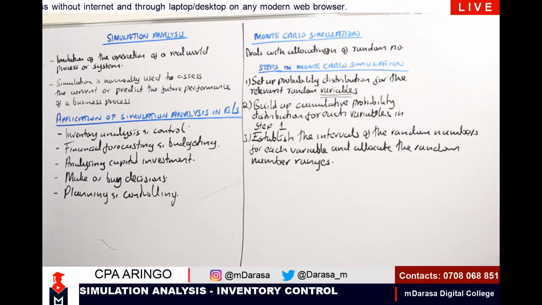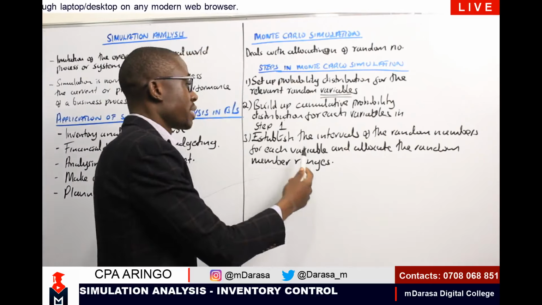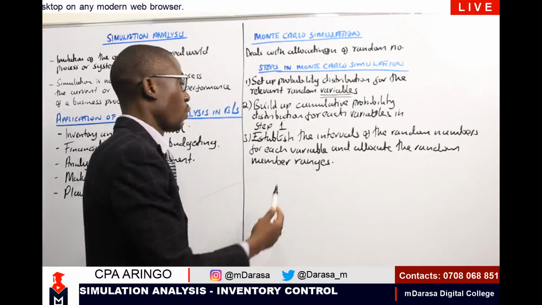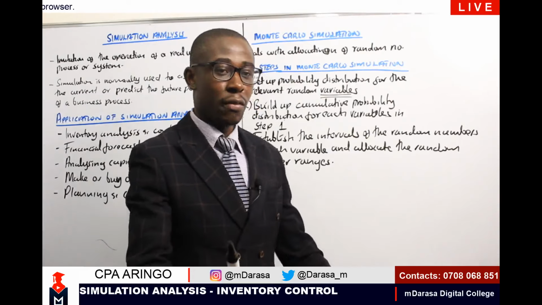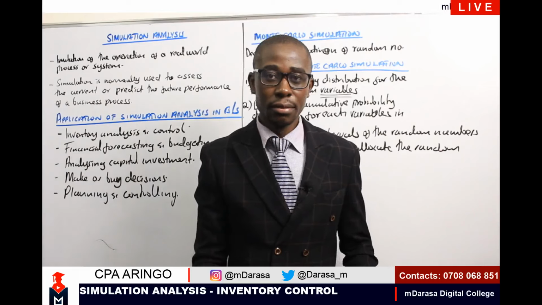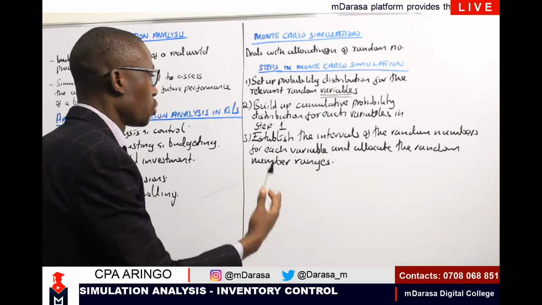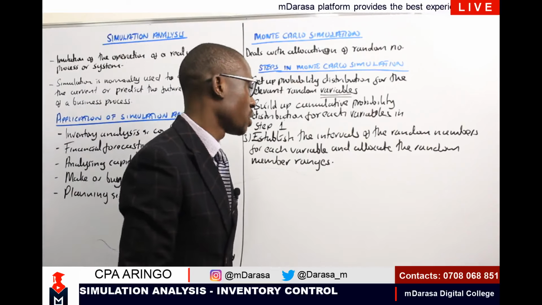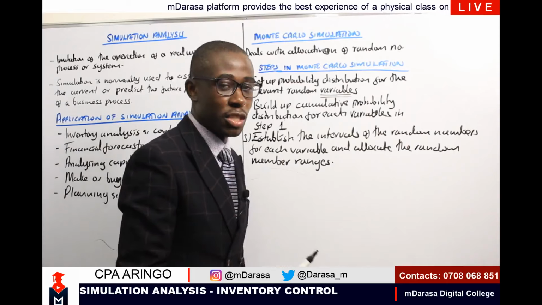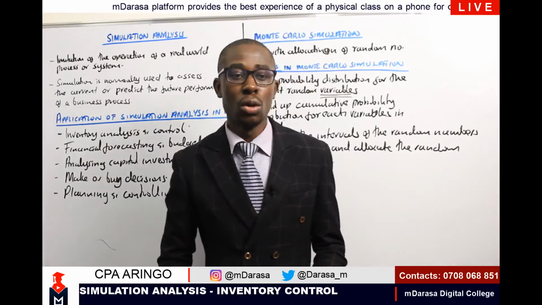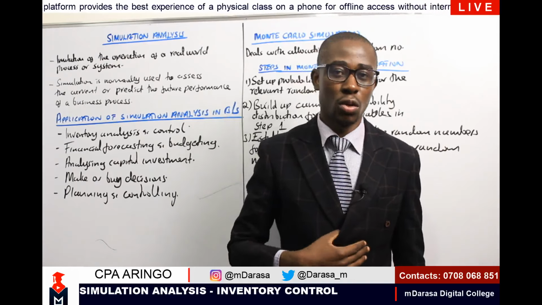So we are saying that anytime we are looking at this step number three, this is what we should do. We need to establish the intervals of the random numbers for each variable and allocate the random number ranges. So now we have our cumulative probability. The other part that you are doing, I need to allocate these intervals. We need to establish the intervals of the random numbers for each of the variables, and henceforth we are going to allocate what? The random number ranges. And as we'll be doing a question right now, you will find that this concept will be very, very easy for us to understand.